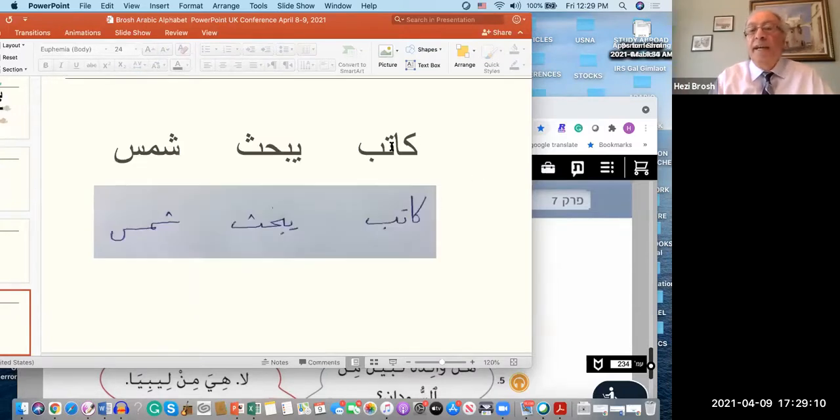So more examples. Look at this. Katib compared to katib. Yabhathu compared to this yabhathu. Shams compared to this shams. So there are differences between the script and the print, and students read the print and write the scripts. Sometimes I have also to read the script.